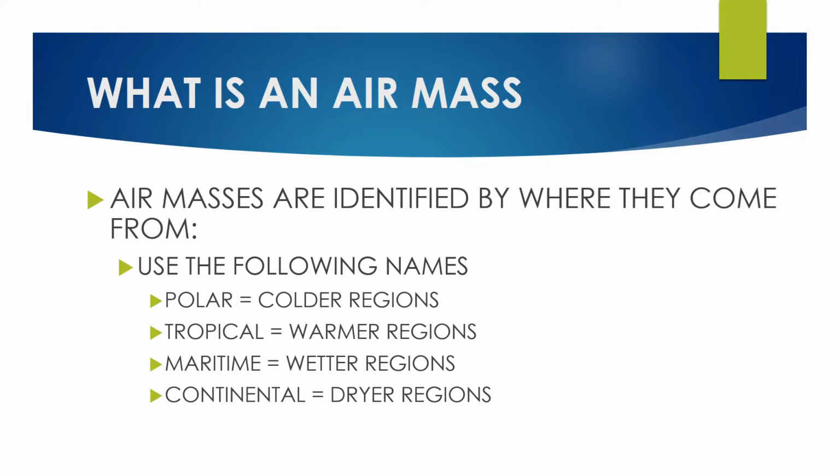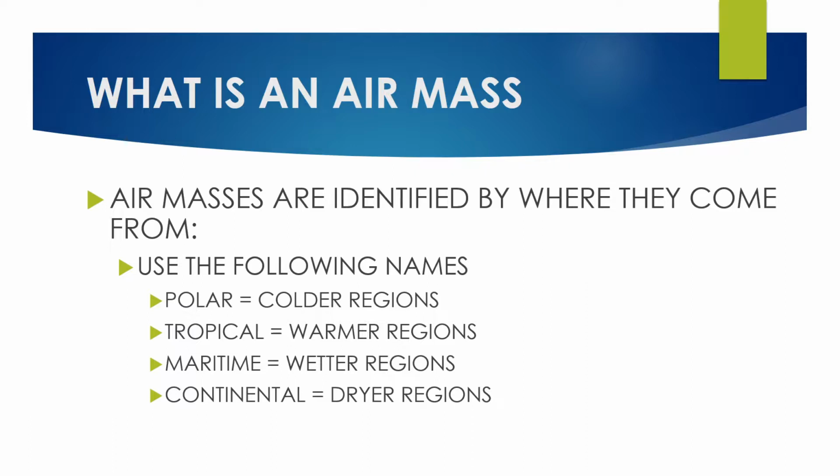So if an air mass forms over water, obviously the amount of moisture in the air mass is going to be more wet, what we call a maritime type of air mass. If the air mass forms over the land, that's a dry area, so we call that a continental air mass because it's forming over a drier region.